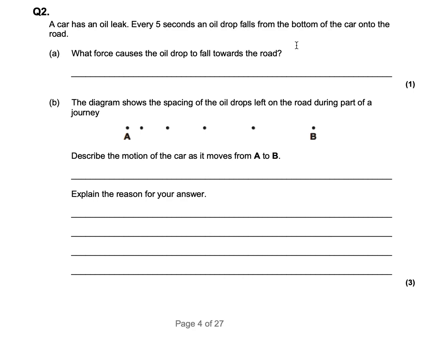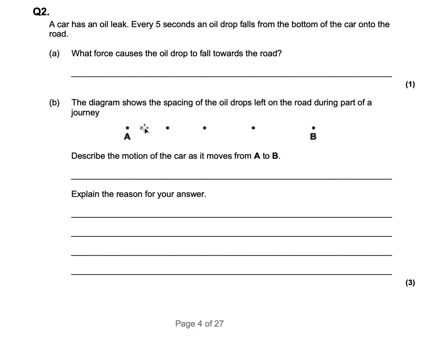The diagram shows the spacing of the oil drops left on the road during part of a journey, going from A to B. Describe the motion. Thinking about motion, your keywords are things like stationary, which means not moving, velocity, speed and direction, so constant speed or constant velocity, where its speed isn't changing, accelerating, which means speeding up, or decelerating, which means slowing down. We're looking for one of those four keywords: stationary, constant velocity, accelerating, or decelerating.